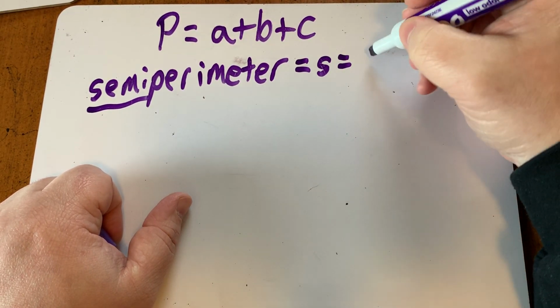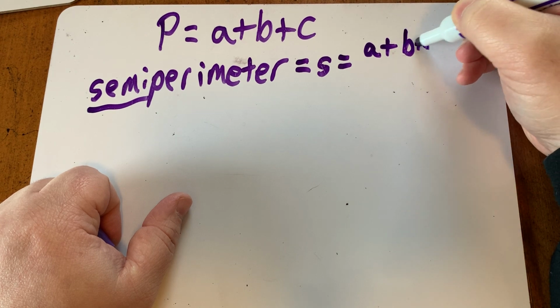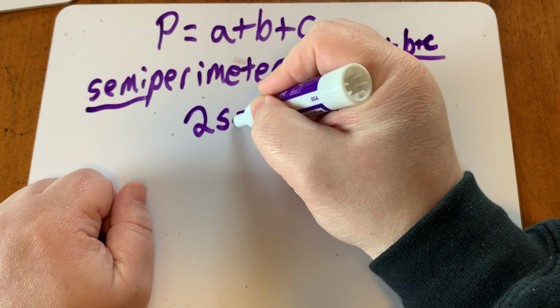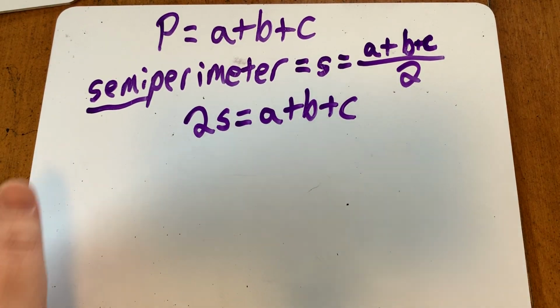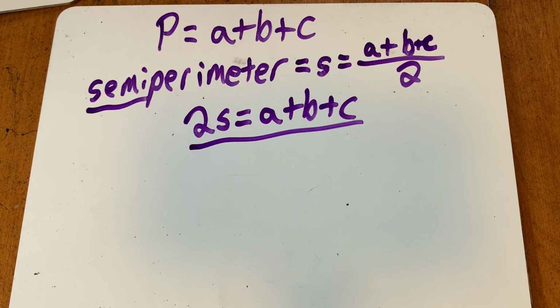So it's a plus b plus c over 2. In other words, 2s equals a plus b plus c. All right? This is going to be very useful to us.